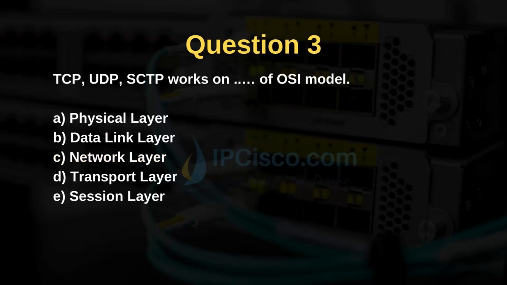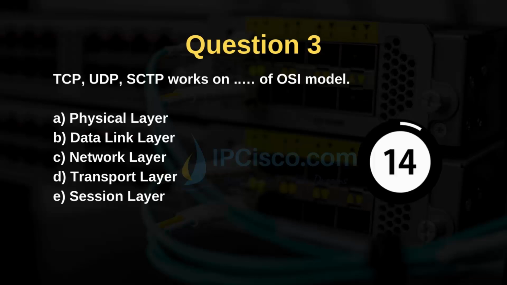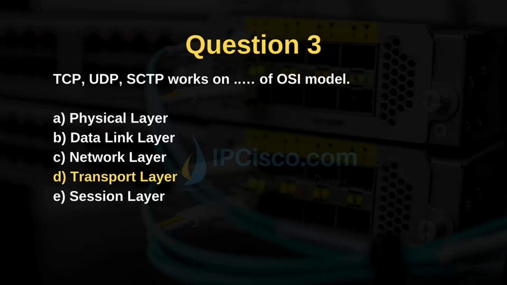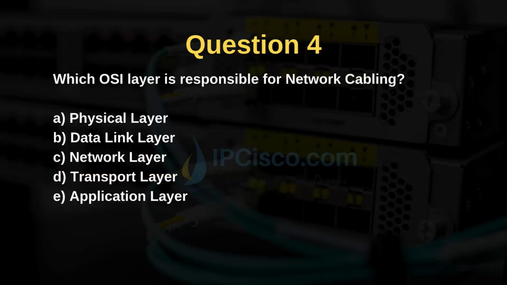Question 3. TCP, UDP, HTTP work on ... of the OSI model. What do you think? Physical layer, data link layer, network layer, transport layer, session layer? Yes, you know the answer correctly. This is the transport layer.